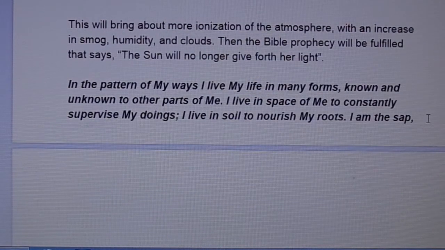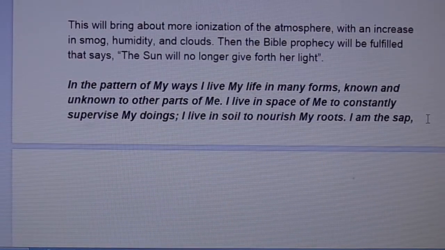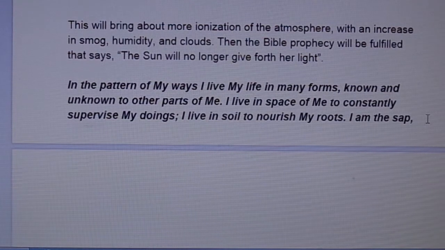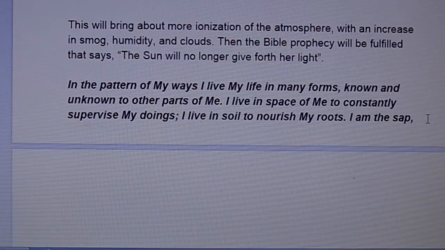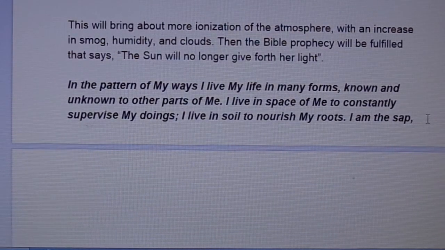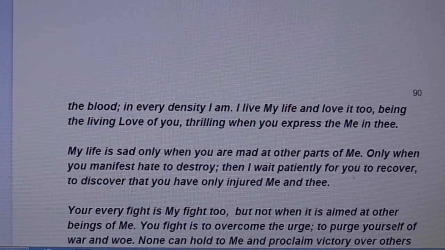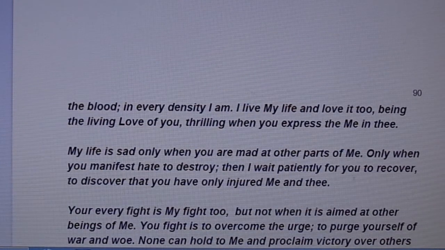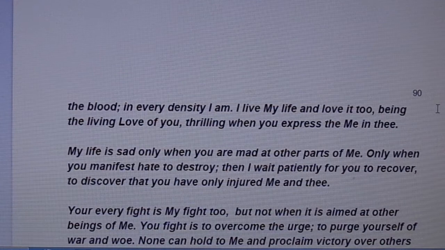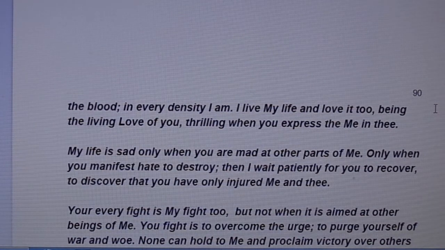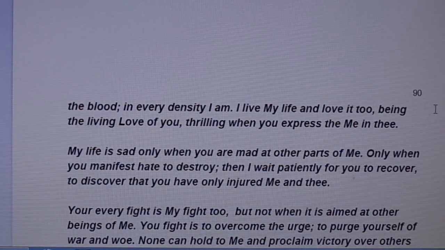And now for God's words. In the pattern of my ways I live my life in many forms, known and unknown, to other parts of me. I live in space of me to constantly supervise my doings. I live in soil to nourish my roots, and I am the sap and the blood in every density I am. I live my life and love it too, being the living love of you, thrilling when you express the me in thee.